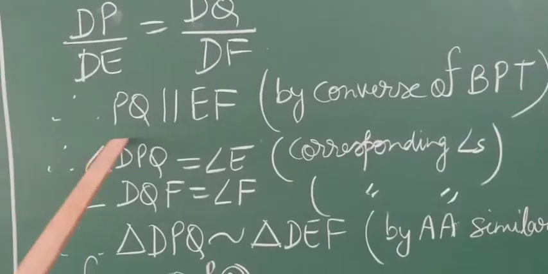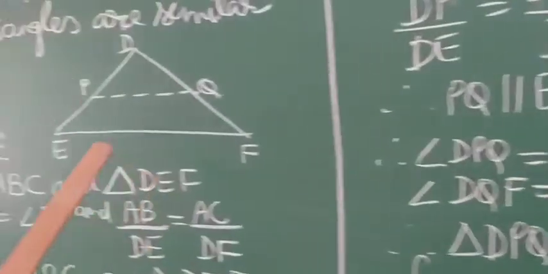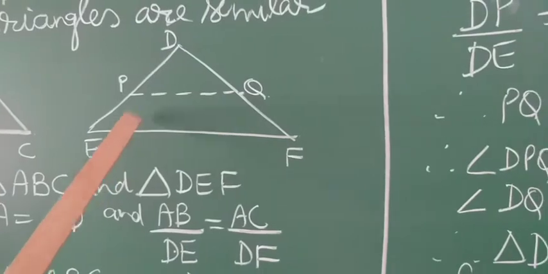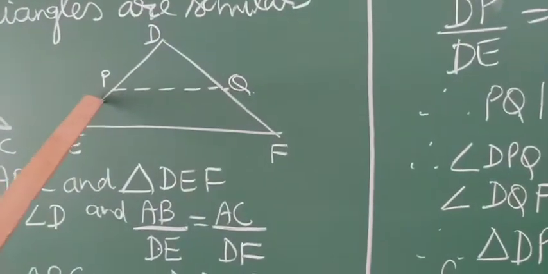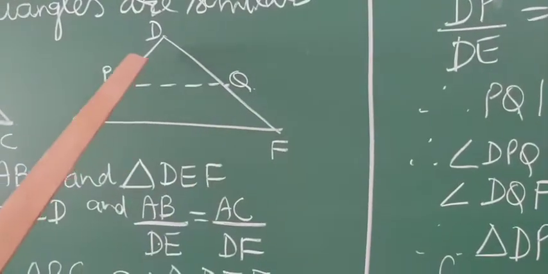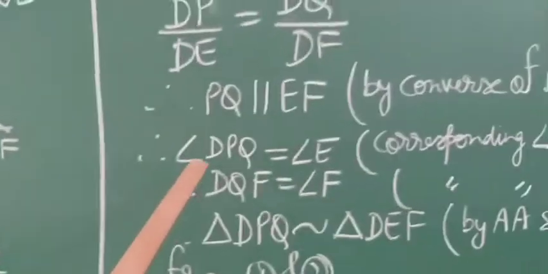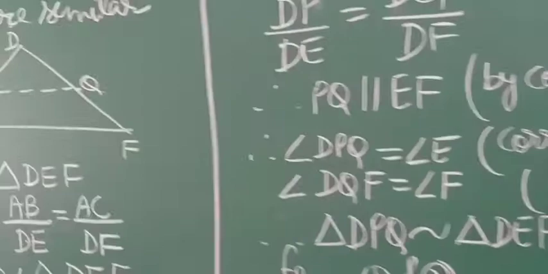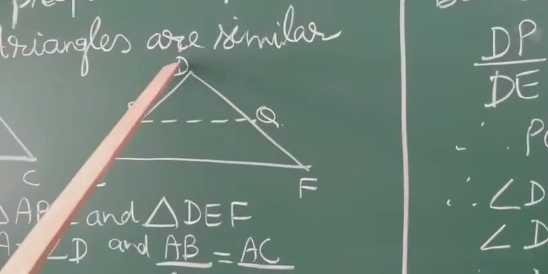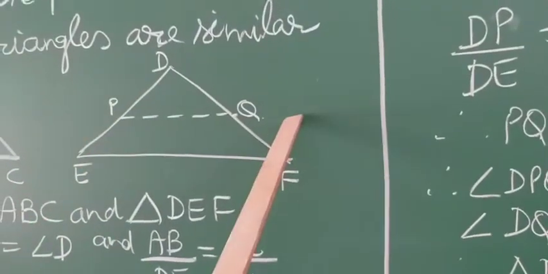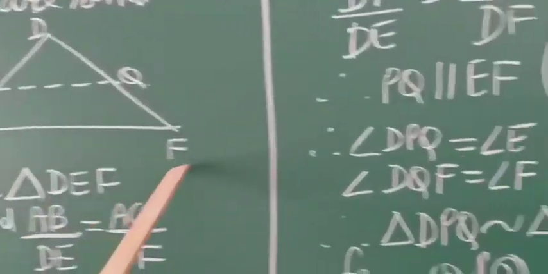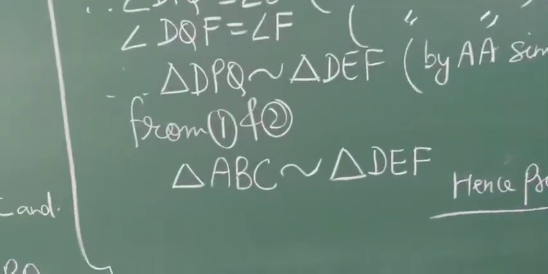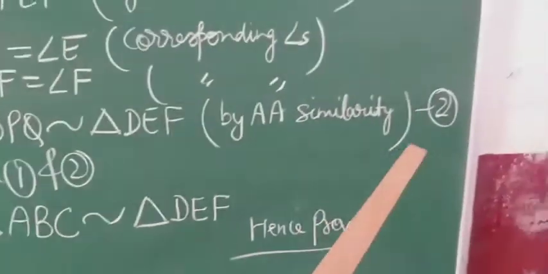Okay, when PQ is parallel to EF, then we can say angle DPQ equals angle E and angle DQP equals angle F, corresponding angles. So when these corresponding angles are equal, then we can say triangle DPQ is similar to triangle DEF by AA similarity. So it is equation number 2.